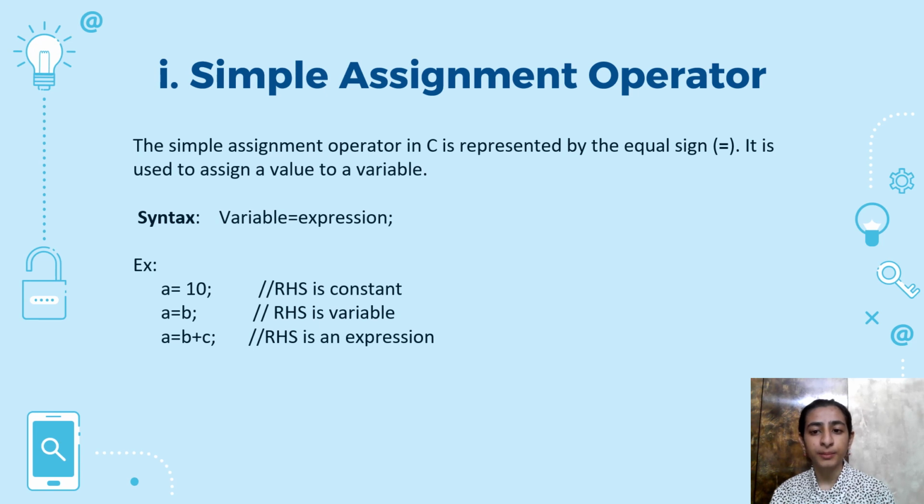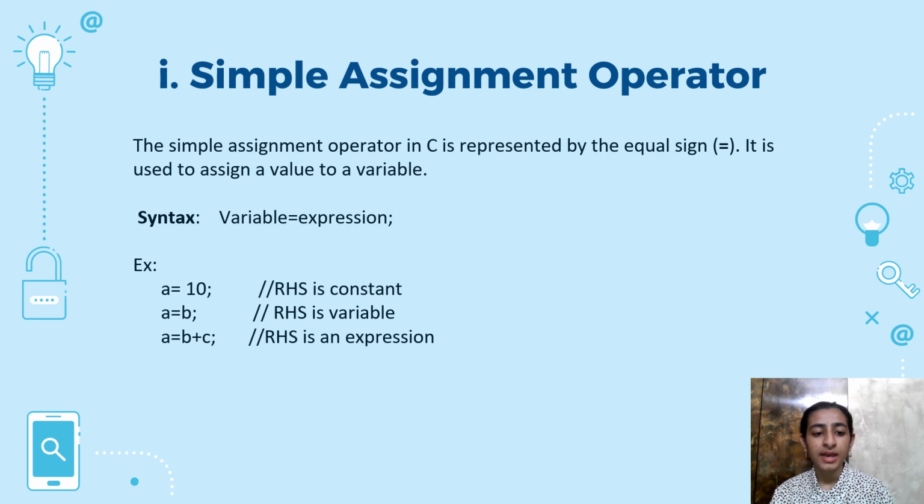Simple assignment operator. The simple assignment operator in C is represented by the equal sign. It is used to assign a value to a variable. The syntax is variable equal expression semicolon.